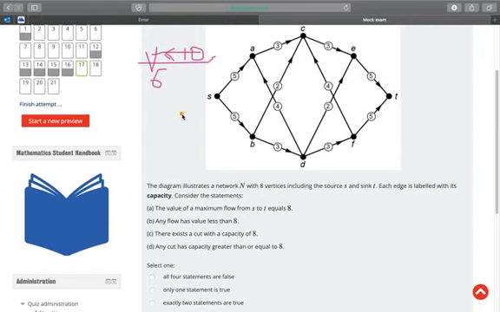Now that should also be the value of a minimum cut. So if I can find a cut with capacity 6, I'll know that's a minimum cut. And here you just have to sort of fiddle around a bit. You just have to try and cut the graph in certain ways and see what the capacity of the cut is.